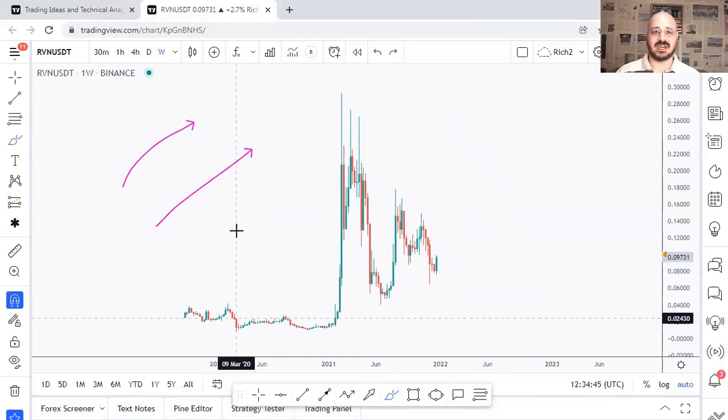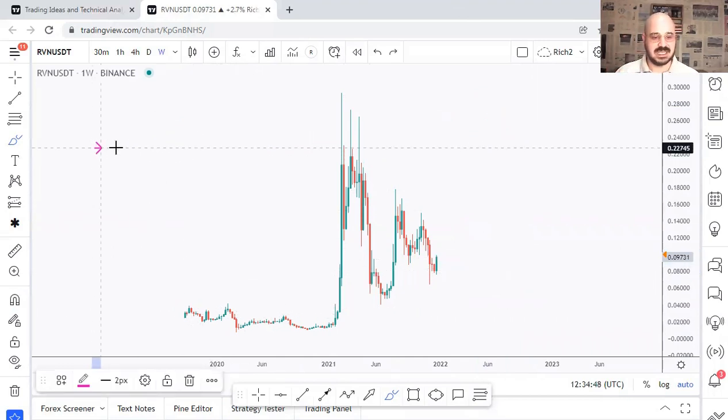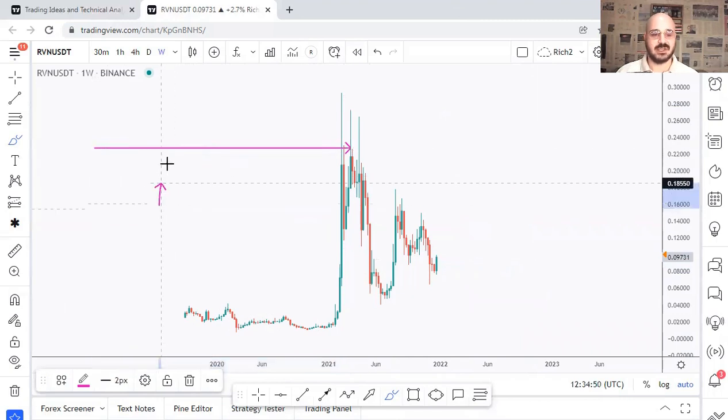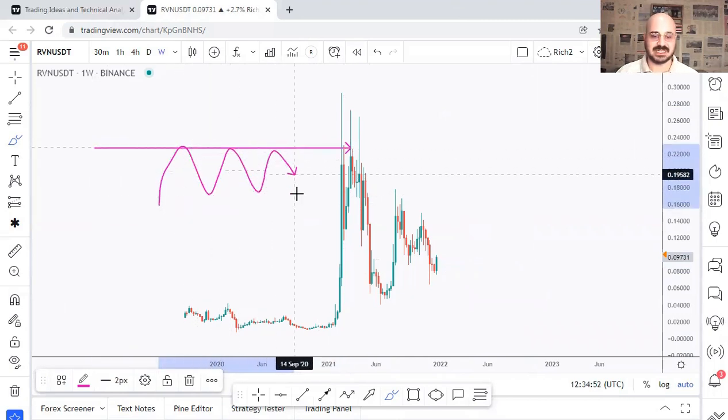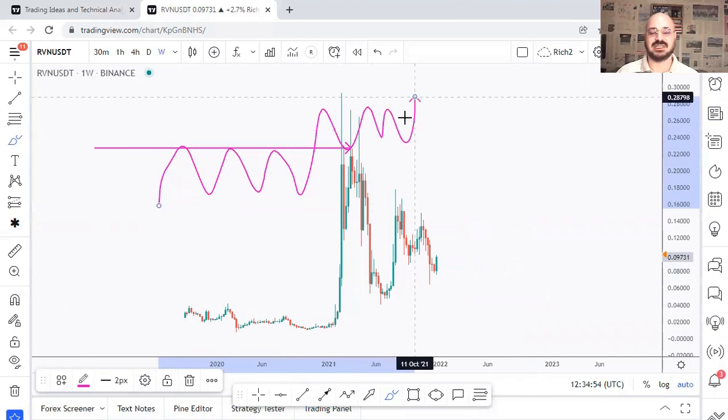And we've got three types of rejections. The first one is a horizontal support and resistance, where we have many failed attempts to break above or below a certain area or level.